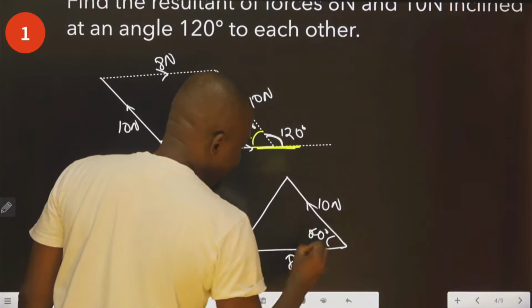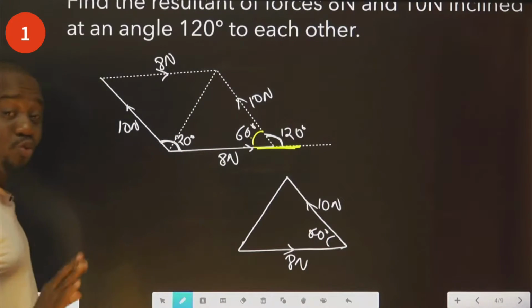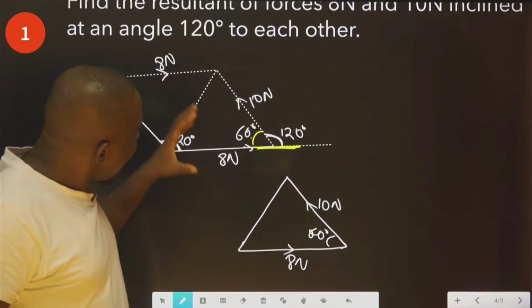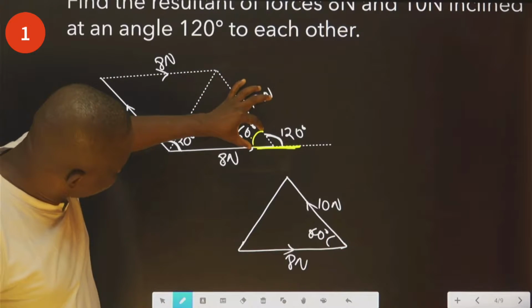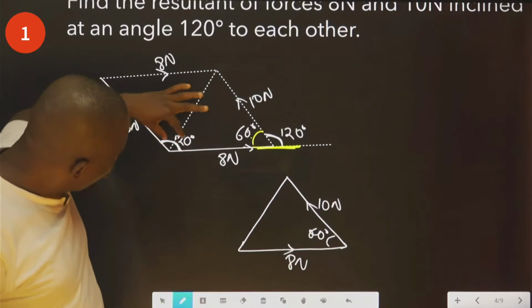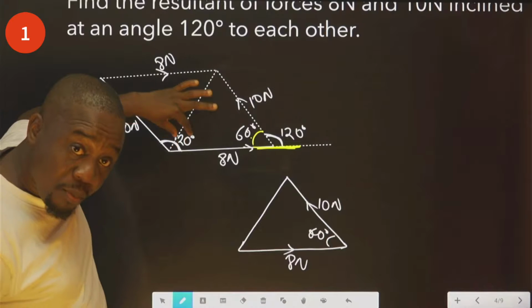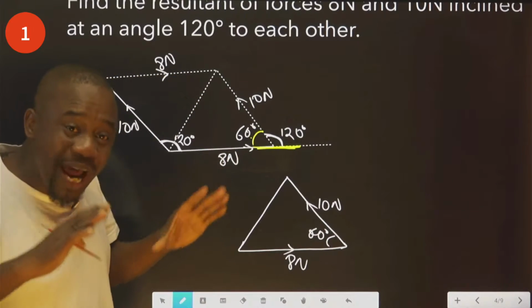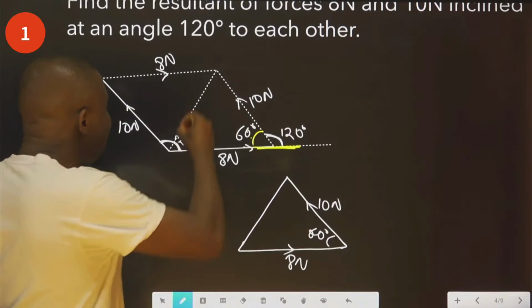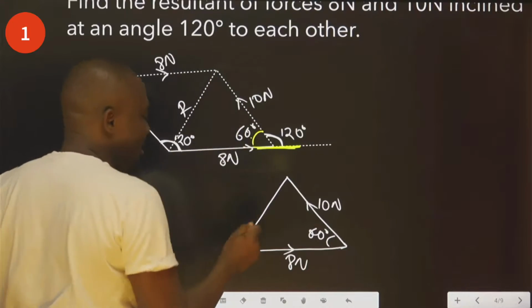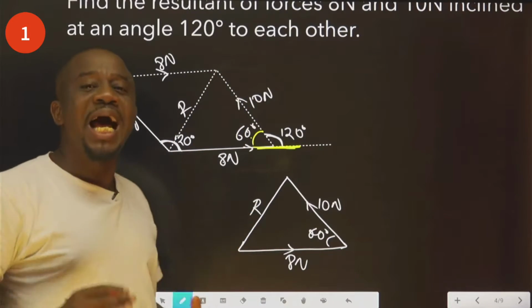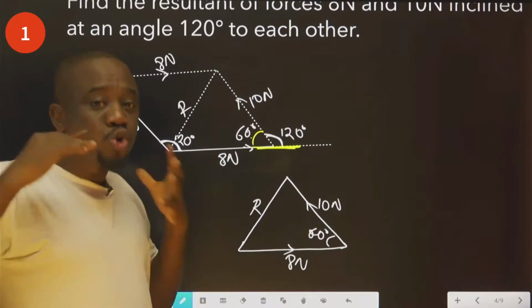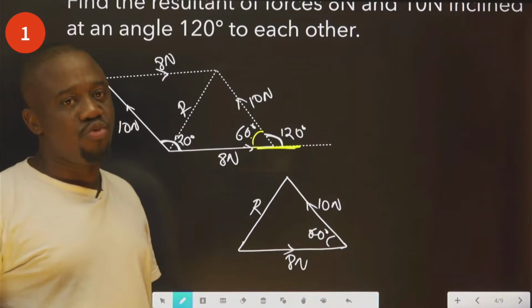We know this is the direction, this is the direction. That's what we are looking for. We are looking for this between them. Although this is between them, we want an angle that is facing the resultant. This is the resultant. We are looking for an angle that is facing the resultant so that we can apply the cosine rule.